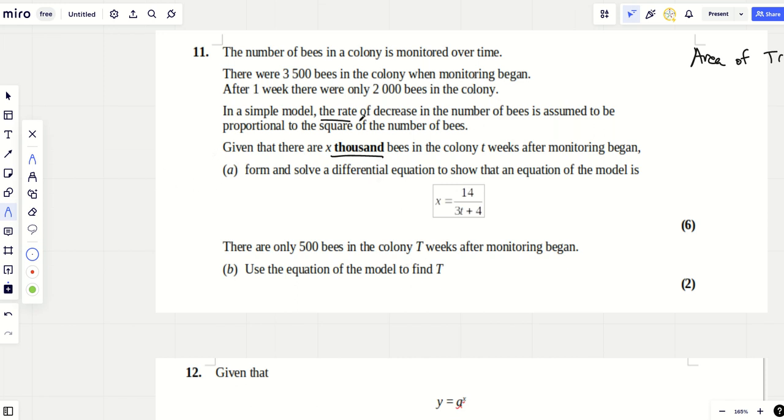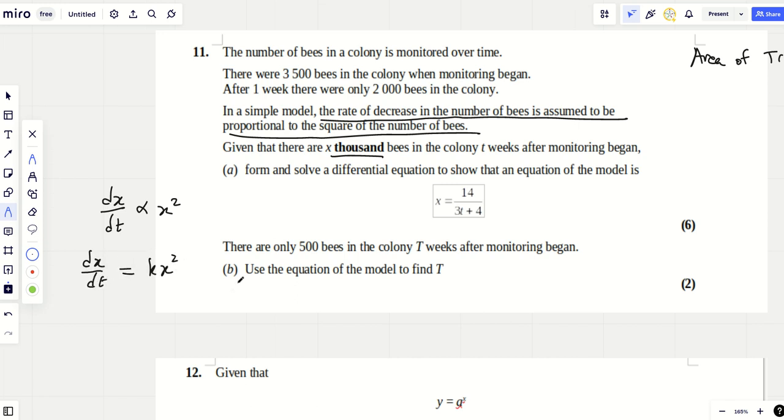Okay, anyway, in a simple model, the rate of decrease in the number of bees is assumed to be proportional to the square of the number of bees. Well, the number of bees is x, so dx by dt, that's the rate of decrease, proportional to the square of the number of bees. So dx by dt equals -kx squared. I like to put a minus k in here to keep k positive, to remind me that the rate is decreasing. But if you don't do that, you should still get exactly the same answer if you're careful. Shouldn't be a problem.